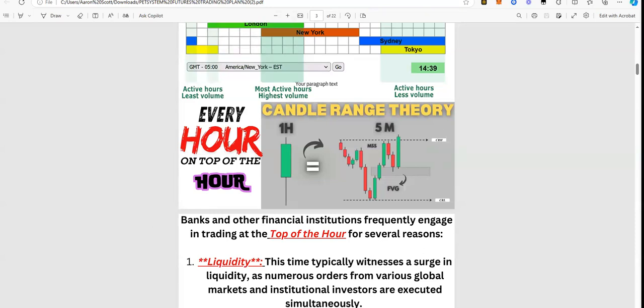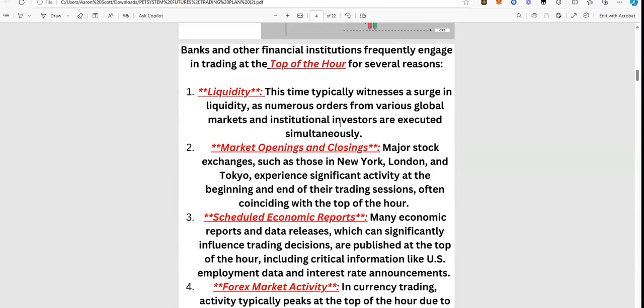So the top of the hour, the reason why we're using this, I got this information from ChatGPT, so this is accurate information if you trust AI. Shout out to ChatGPT. The banks and other financial institutions frequently engage in trading at the top of the hour for several reasons. One of them is liquidity. This time typically witnesses a surge in liquidity as numerous orders from various global markets and institutional investors are executed simultaneously. Number two, market openings and closings. Major stock exchanges, such as those in New York, London, and Tokyo, experience significant activity at the beginning and the end of their trading sessions, often coinciding with the top of the hour.